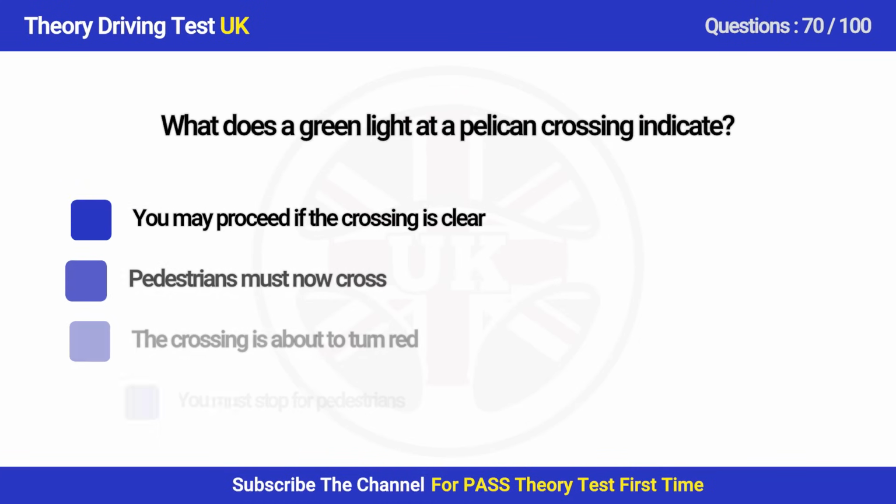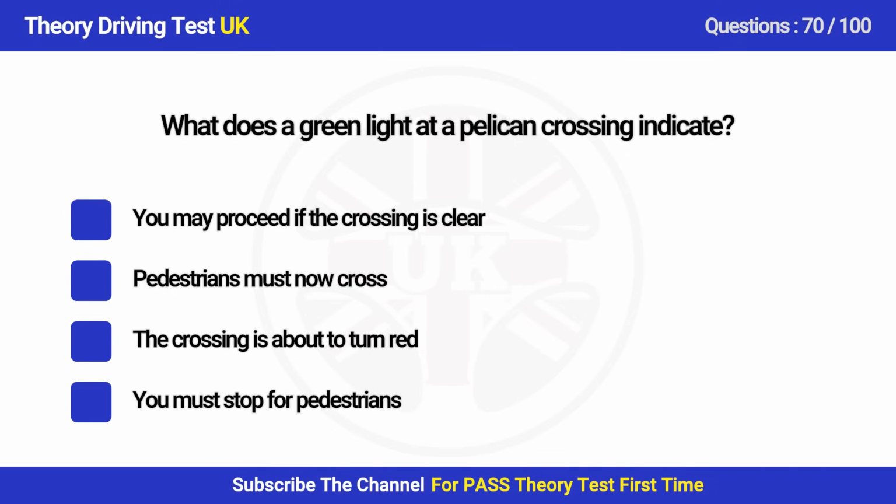Question 70. What does a green light at a pelican crossing indicate? A. You may proceed if the crossing is clear. B. Pedestrians must now cross. C. The crossing is about to turn red. D. You must stop for pedestrians.